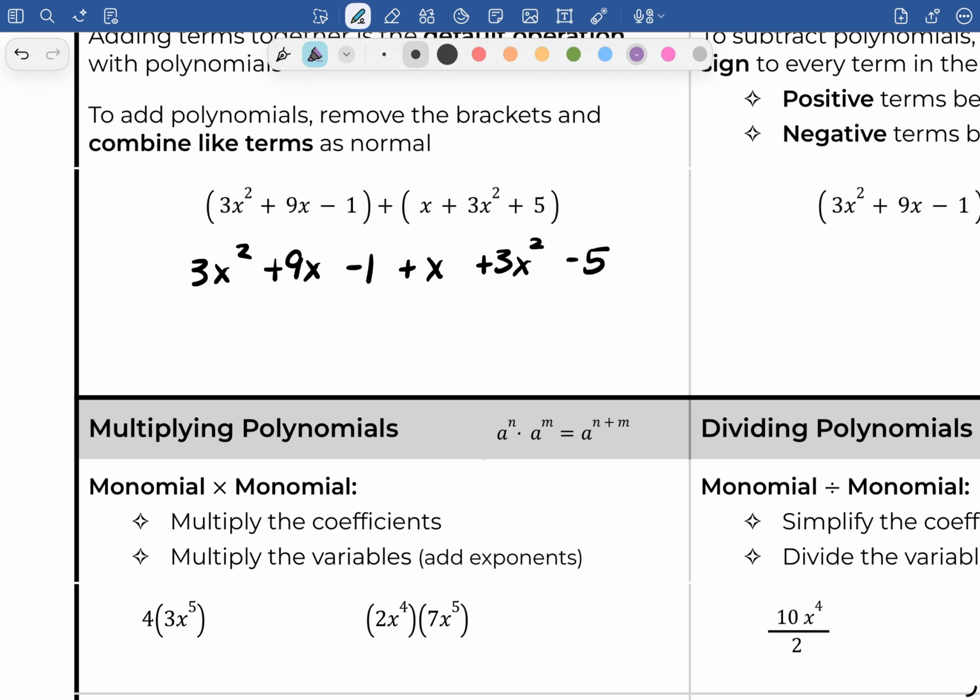And then we just find what's matching. So our 3x squared plus 3x squared will give us 6x squared. 9x plus x, so 1x, will give us 10x. So plus 10x. And then we have -1 minus 5 will bring us to -6. So again, these are adding and subtracting, so we don't have two negatives making a positive. It's plus 5. Oh, it's a plus 5.